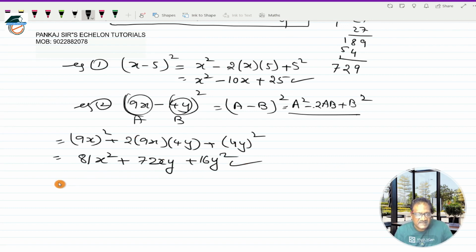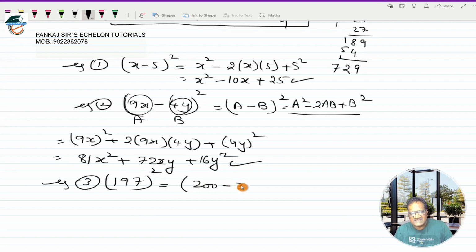Example number 3 is, let us try out this, 197 the whole square. Now this is a pretty tricky one. 197 the whole square can be written as 200 minus 3 the whole square. It's convenient to write 197 as 200 minus 3 because 200 minus 3 even otherwise works out to 197. Now this happens to be a minus b the whole square. That will be a square, that is 200 square, minus 2 into a into b, where a is 200, b is 3, plus b square, 3 square.